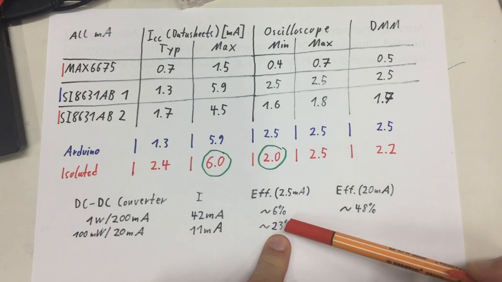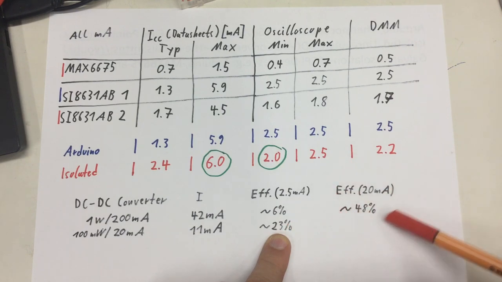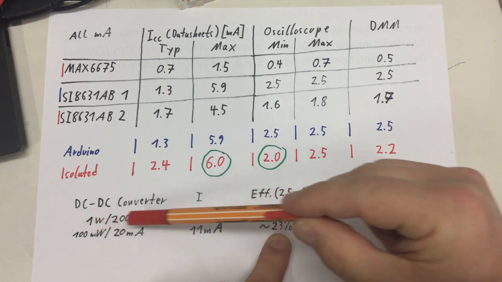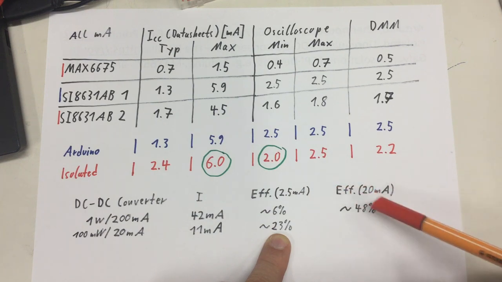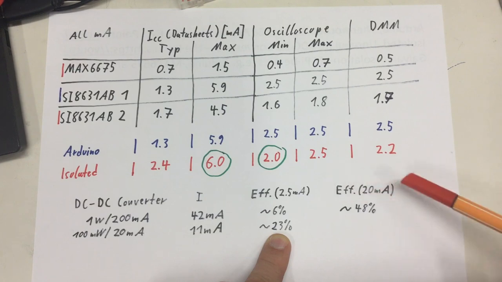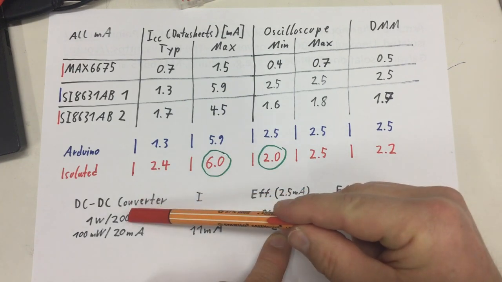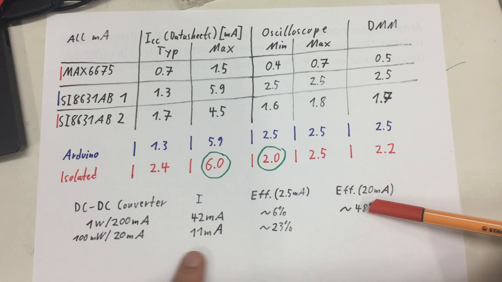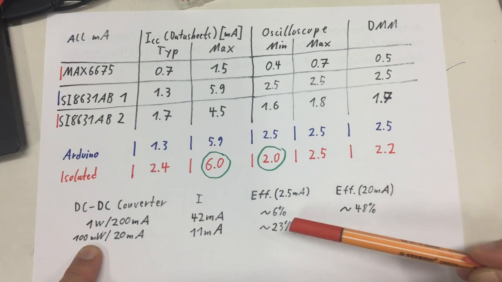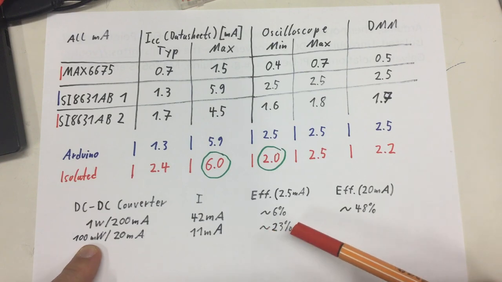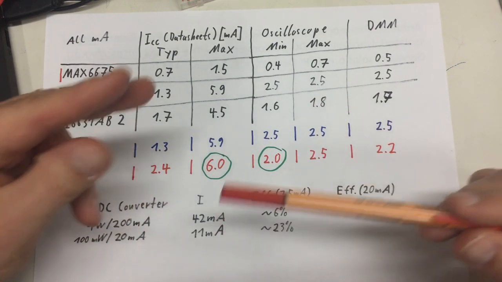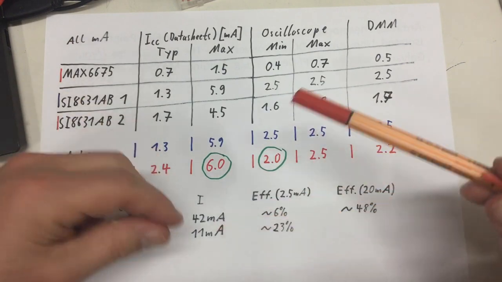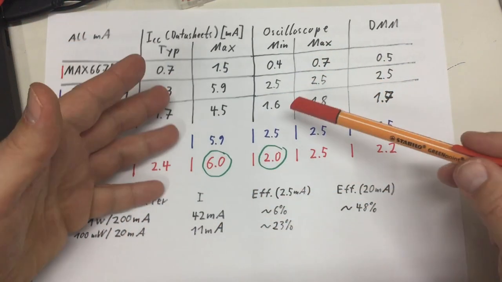So we were drawing 11 milliamps, and 2.5 divided by 11 gives you roughly an efficiency of 23%. And please just compare that to this number, where I calculated the efficiency for the complete load and the 1 watt converter. That is our load resistor plus our 2 milliamps we really need, 20 milliamps, then our efficiency for the 1 watt at 10% load is 48%, while our efficiency for the 100 milliwatt type at 10% load is 23%.